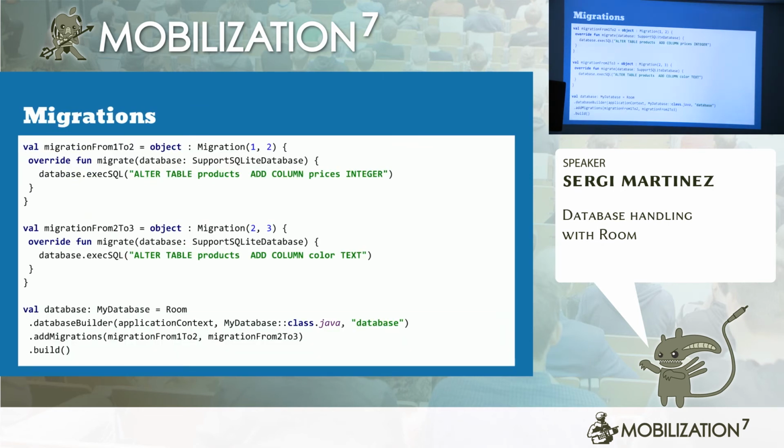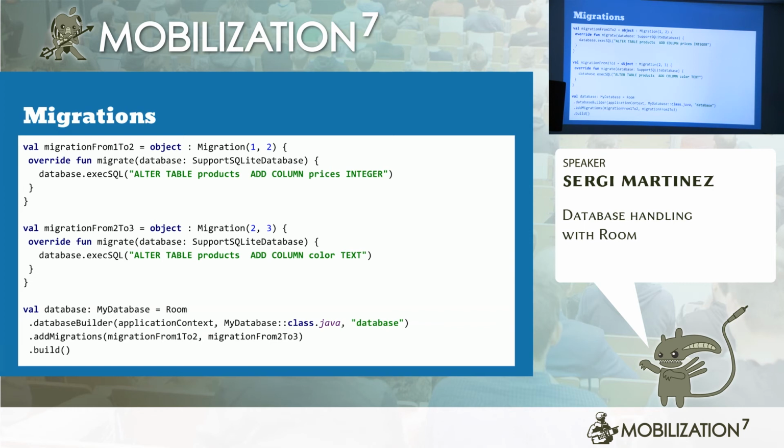Another important thing: migrations. You know that in a SQL database, when you have a new version of the database, you have to perform some code. In this case it's quite similar, but it's very easy. We declare two objects of type Migration: migration from 1 to 2, and migration from 2 to 3. We specify in the constructor that this migration works from version 1 to version 2, and this migration works from version 2 to version 3. It just has a single method called migrate that receives the database, and we execute the SQL lines that we want to execute.